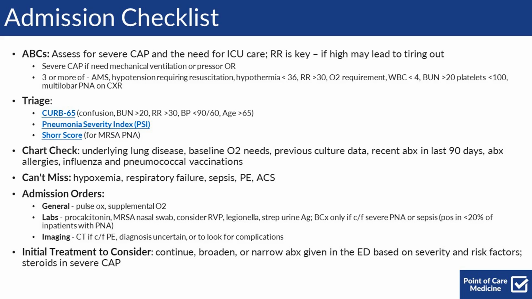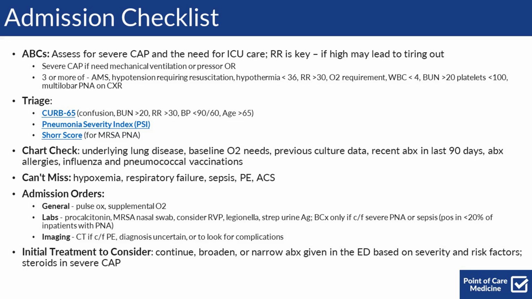For triaging, we often think about CURB-65 or the Pneumonia Severity Index, or PSI, historically known as the Port score. While together, these scores can be helpful for differentiating sick versus not sick, at the end of the day, your clinical gut trumps all. When you're doing your chart check, look for underlying lung disease, a history of baseline oxygen needs, any previous culture data, whether the patient has received any antibiotics in the last 90 days, whether they have any antibiotics allergies, and if they have influenza and pneumococcal vaccinations. Things that you can't miss include hypoxemia, respiratory failure, sepsis, a pulmonary embolism, and ACS.